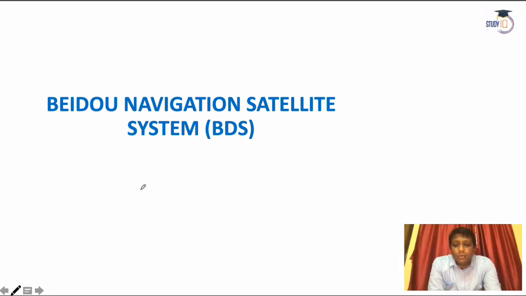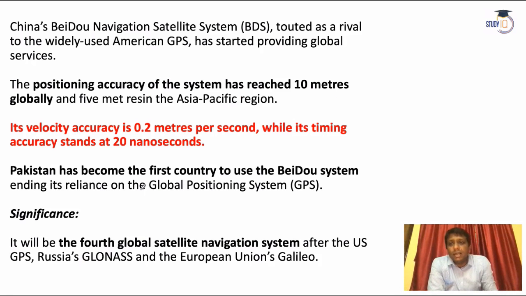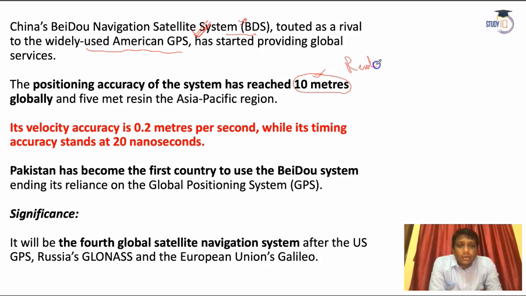Next one is the BeiDou navigation satellite system. What is the BeiDou navigation satellite system, friends? It is a GPS system, a China-based GPS. In the beginning, guys, the first global GPS was the American GPS. India has also tried, and China developed the BeiDou navigation satellite system. BeiDou will be a global GPS, and its position accuracy will be around 10 meters globally. As a technical term, the resolution or clarity will be a minimum of around 10 meters. Its velocity accuracy is 0.2 meters per second.